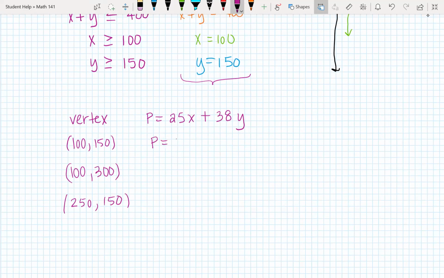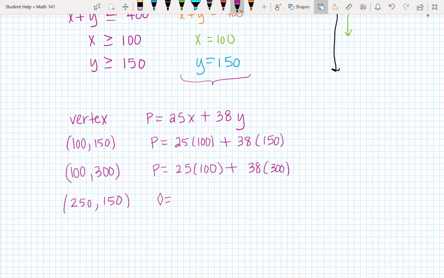So we're going to analyze 25 times 100 plus 38 times 150. 25 times 100 plus 38 times 300. 25 times 250 plus 38 times 150.